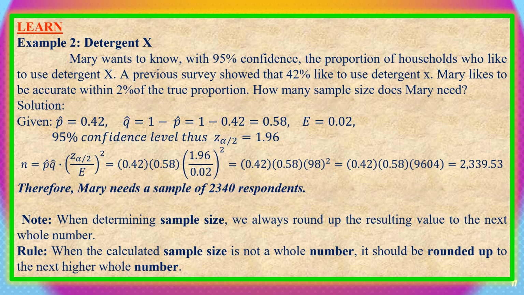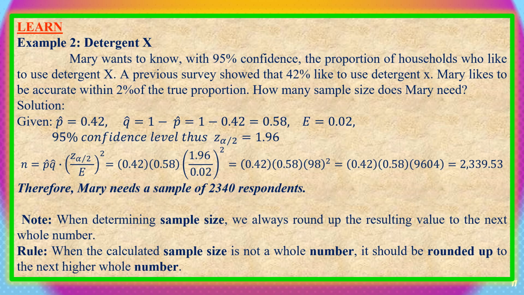Another example about detergent X. Mary wants to know with 95% confidence the proportion of households who like to use detergent X. A previous survey showed that 42% like to use detergent X. Mary likes to be accurate within 2% of the true proportion. How many samples does Mary need?